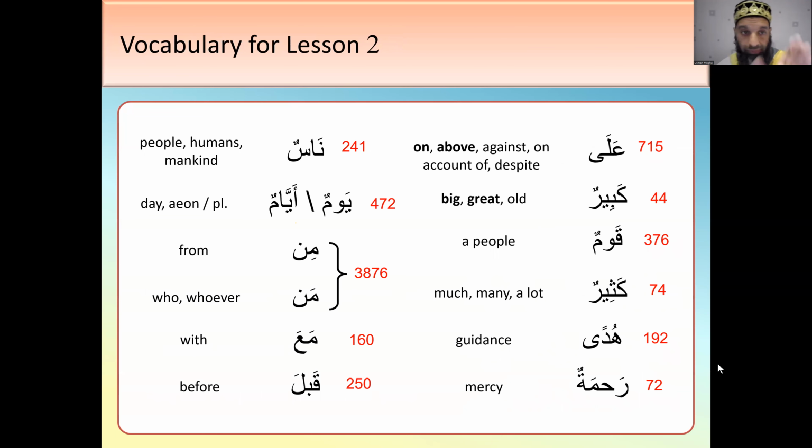Right. These are the next set of words we have to learn for this week. Nasun, 241 times. People, mankind. Qul a'udhu birabbin nas.